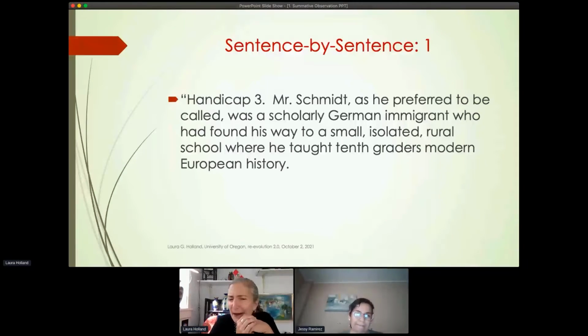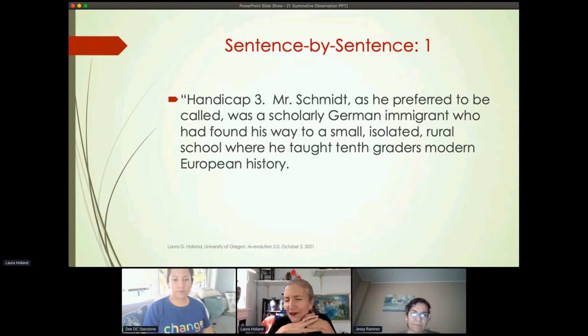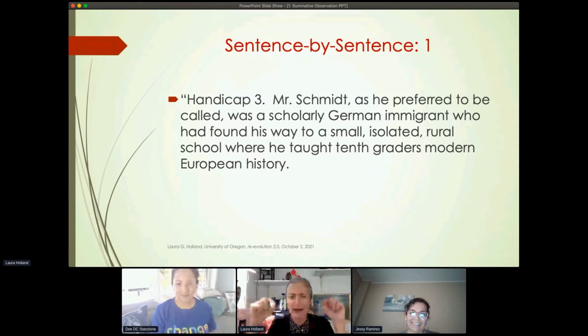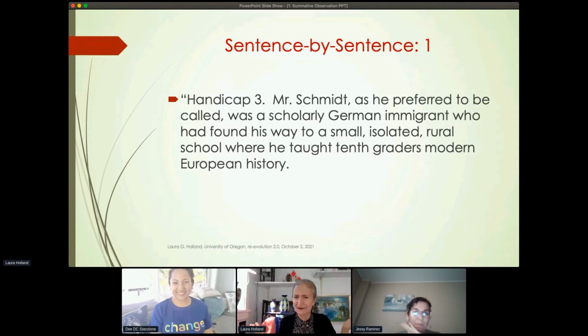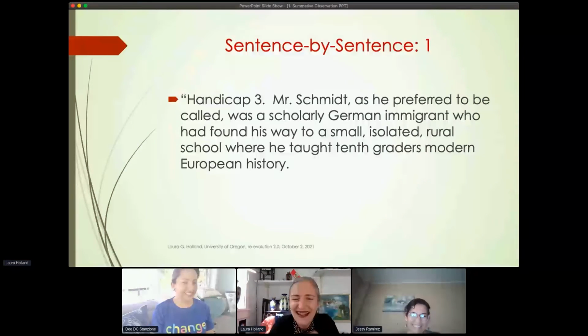So handicap 3, do we think that that's a helpful thing to say? Do we think that's a helpful way to label the paragraph? No, definitely no. It has a negative connotation completely. Exactly, Jessie.